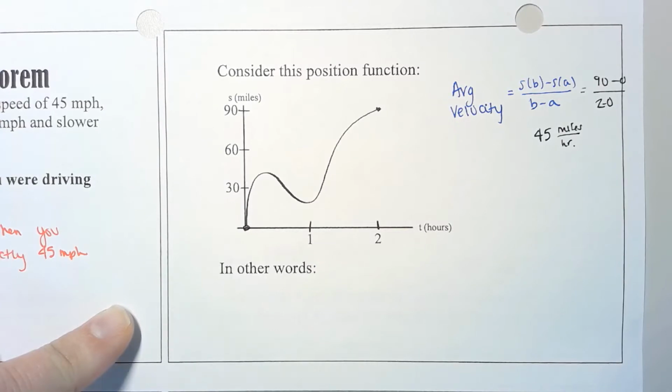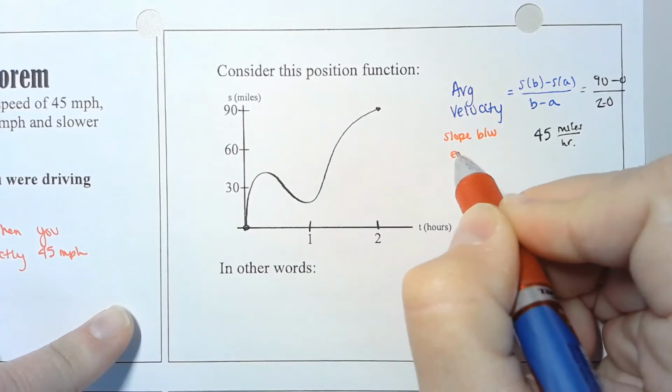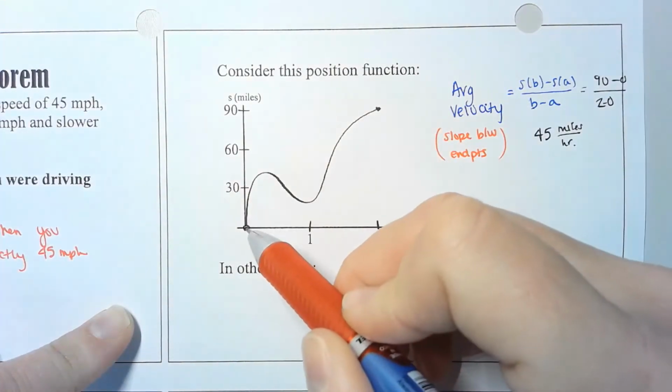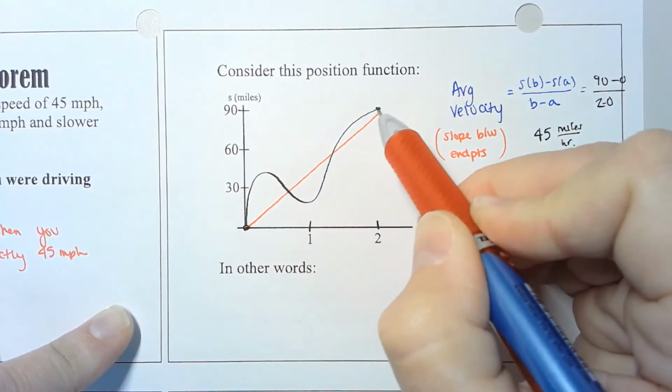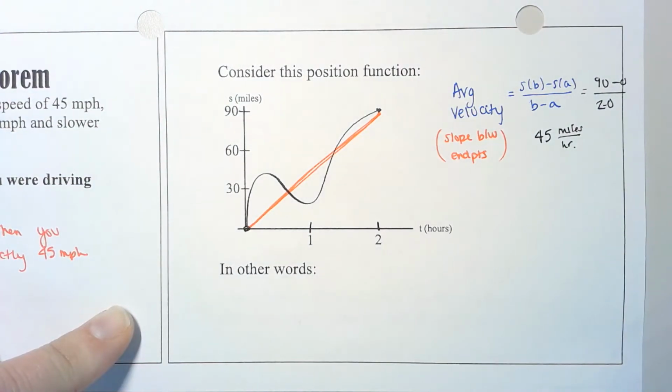When we find the average velocity, by the way, we are finding the slope between the endpoints, right? That's that average rate of change. So I'm just going to go ahead and draw that in. There, that's my 45 miles per hour. That's the slope of that red line. The mean value theorem said your instantaneous rate of change will be 45 at least once. Well, remember, instantaneous rate of change is slope at a single point.